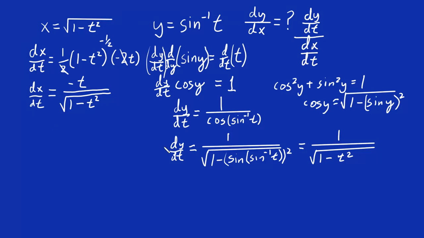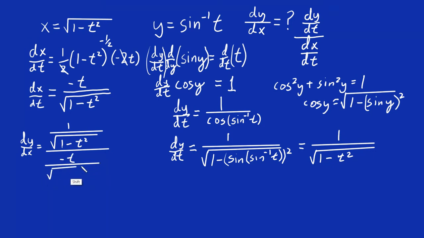So finally we can put it all together, and we can take this expression and say dy/dx is equal to 1 over the square root of 1 minus t squared, over negative t over the square root of 1 minus t squared. As you can see, the numerator and the denominator have the same denominator, so we can cross these off, and then really we're just left with negative 1 over t.